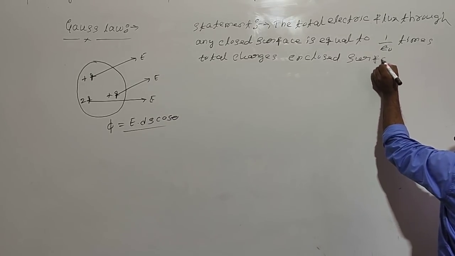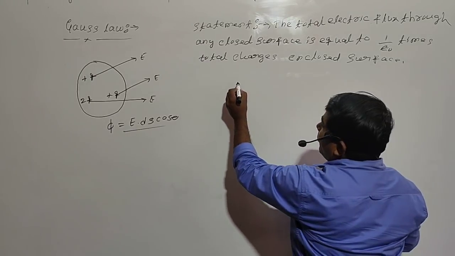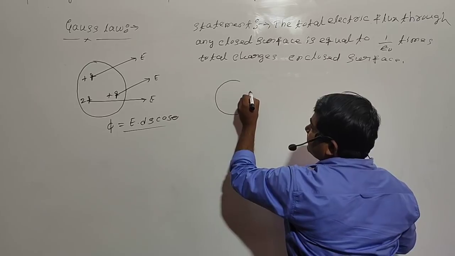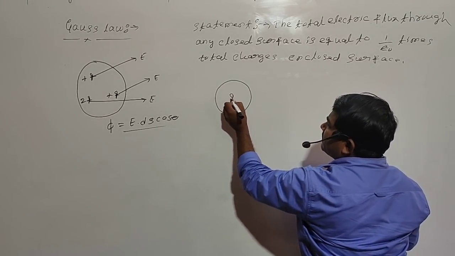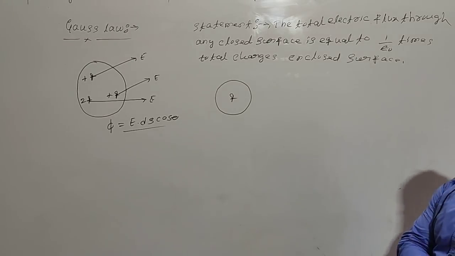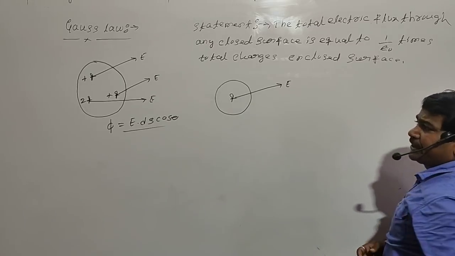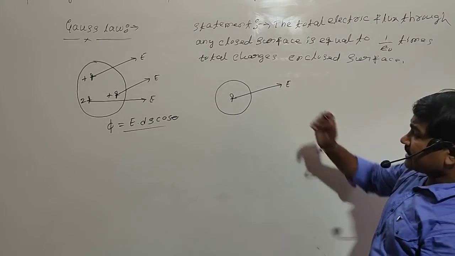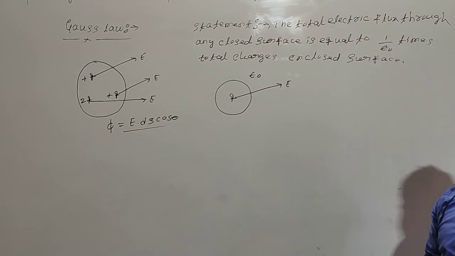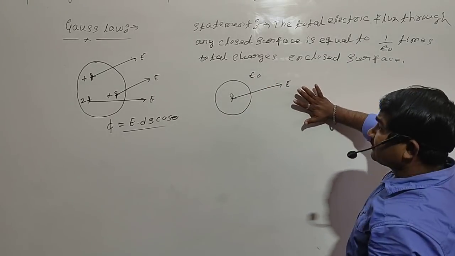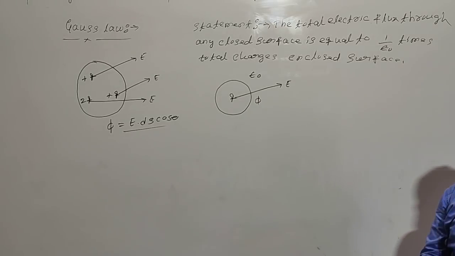For example, again, see here, what is it? It is a Gaussian surface. Here, how much charge is involved? Q charge is involved, total charge. For this particular direction of electric field intensity, this is the direction of electric field intensity. In the space, the constant that is available, we are calling permittivity epsilon naught. For this charge, there is a flux available. How much flux is available?